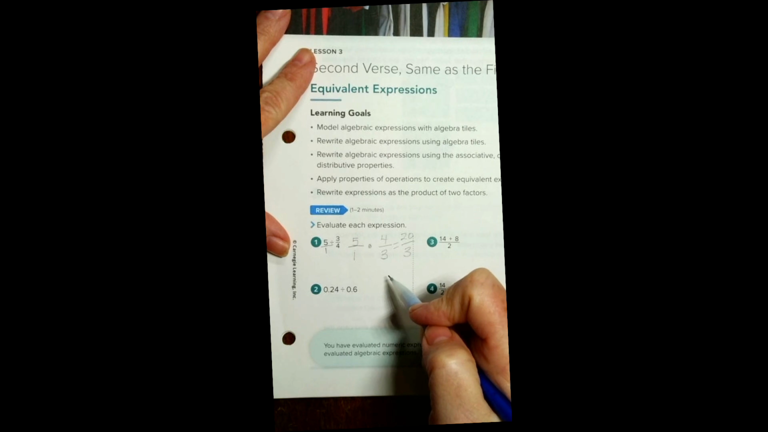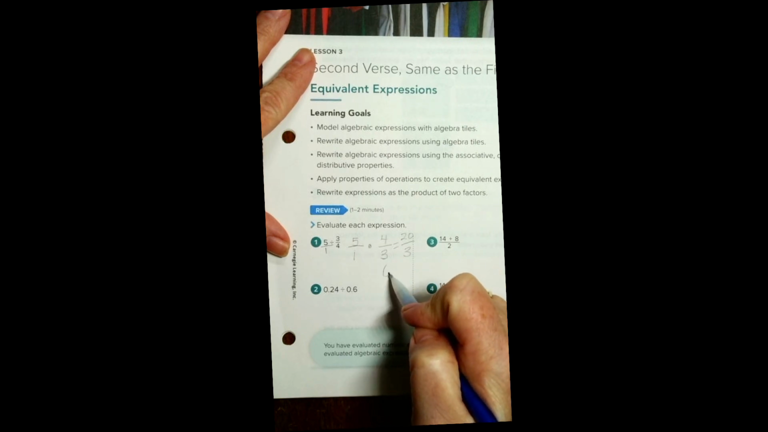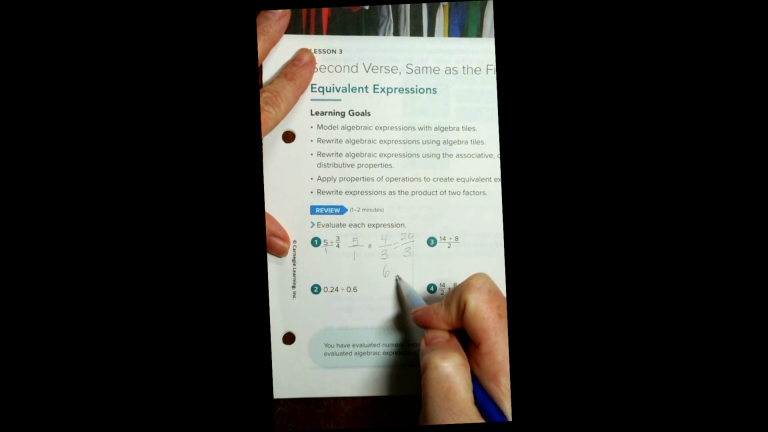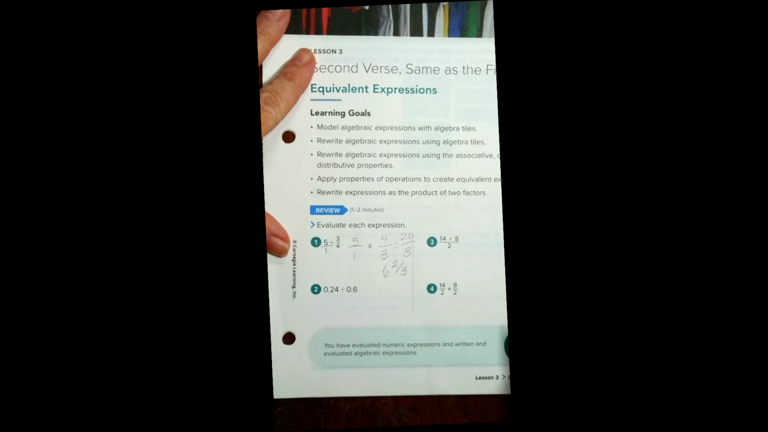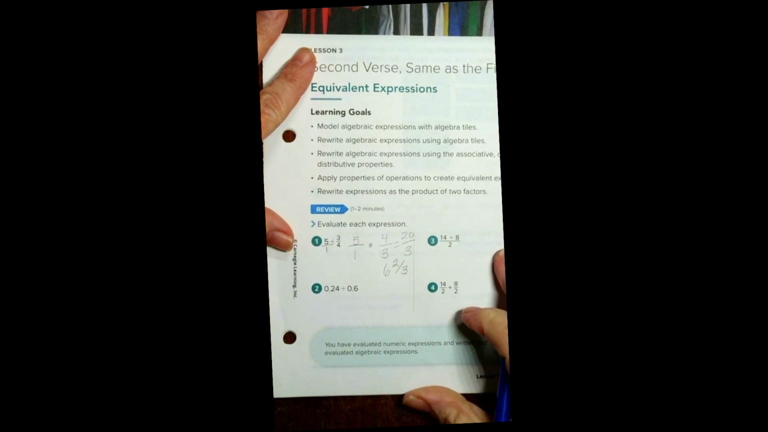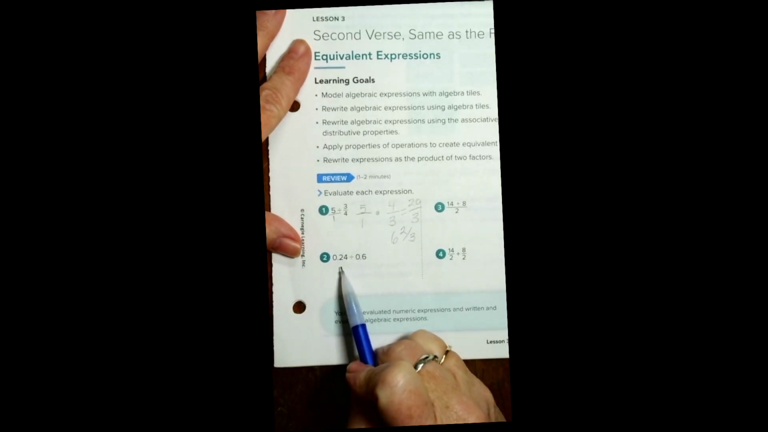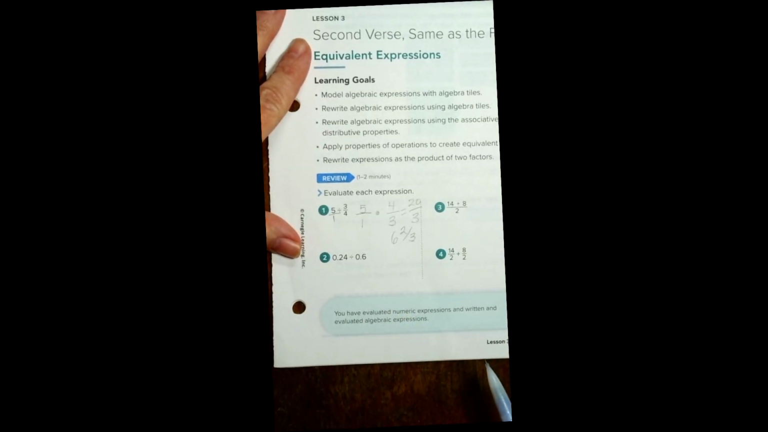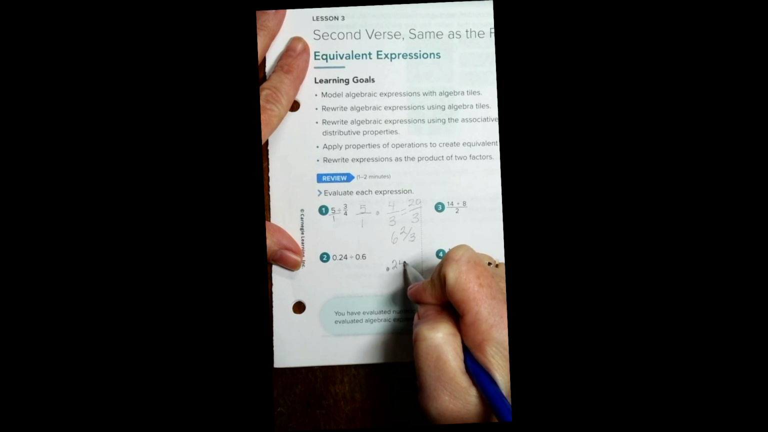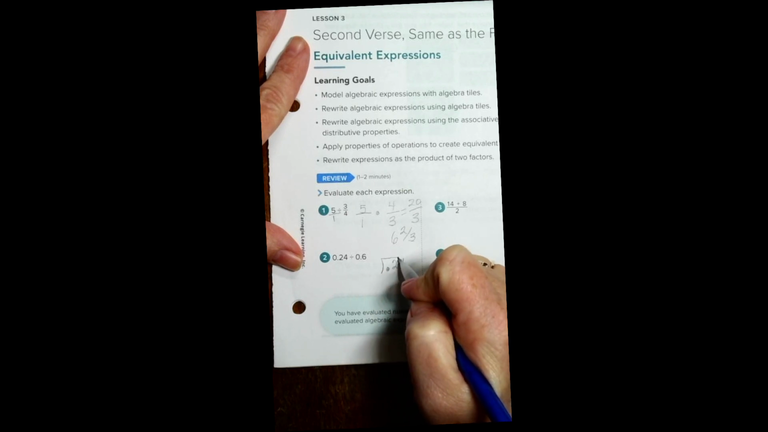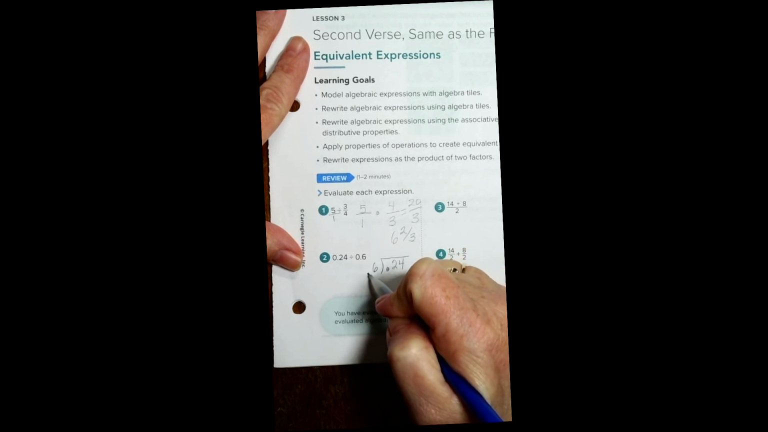If you wanted to change it to a mixed number, we can get 6 whole groups of 3 out of 20. 6 times 3 is 18. There would be 2 out of 3 left, so 6 2/3. Okay, number 2. 24 hundredths divided by 6/10. So let's set this up as a division problem. 24 hundredths divided by 6/10.